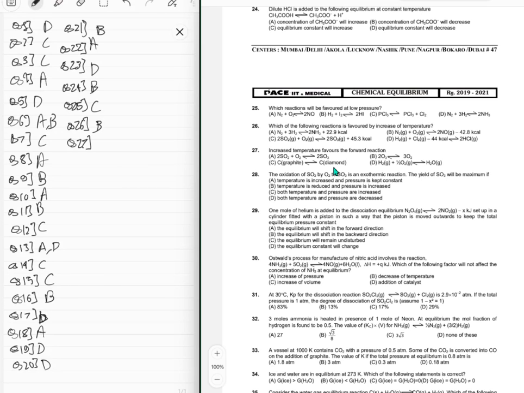Yeah. 2O3 gives 3O2. Oh, this thing, we know that ozone is of higher energy. That means this actually is an exothermic reaction. So B is eliminated. D is combustion, right? So it's exothermic as well. So no, D is also eliminated.